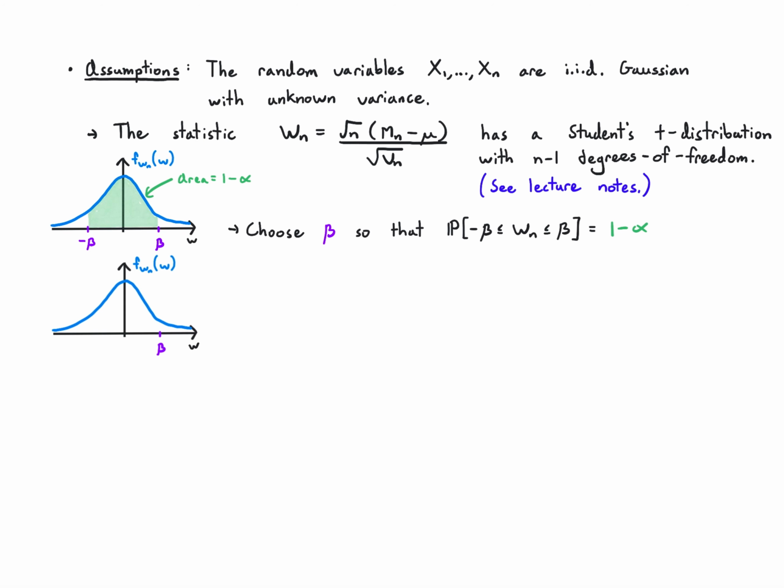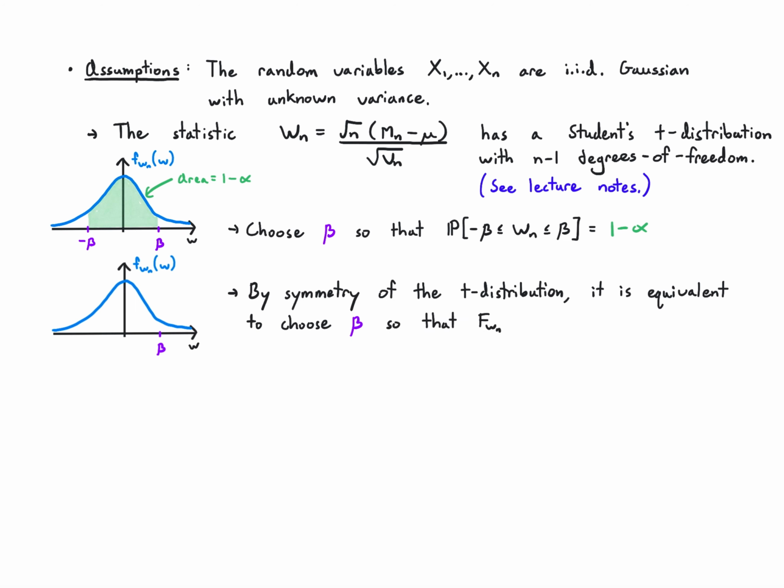interval, right? So I'm trying to say that this random variable, this Wn, stays in this regime with probability 1 minus alpha, and then I'm going to use that beta to go and solve for my confidence interval. It's often easier to use the symmetry here. So by symmetry of the T distribution, it actually turns out that it's equivalent for us to just take beta and then plug that into the CDF for this T distribution and then get 1 minus alpha over 2.